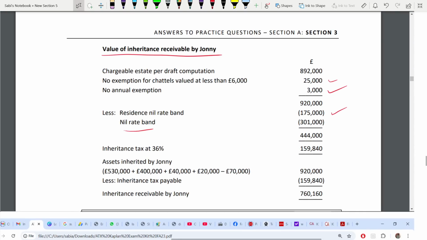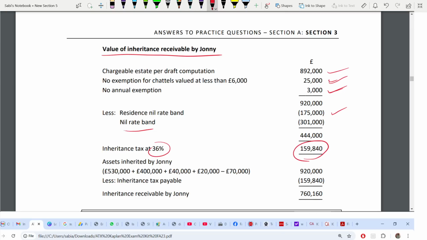So 892, you start from 892. Done. Next, once you have corrected this error and the two other errors, take the residence nil rate band, apply the 36% inheritance tax rate at that, and get the value.